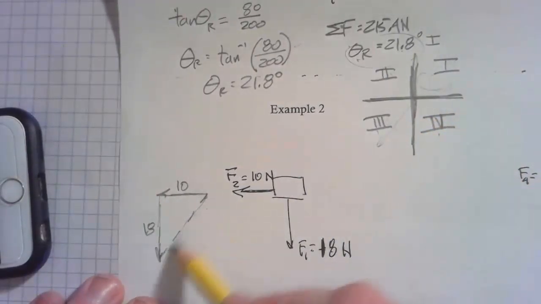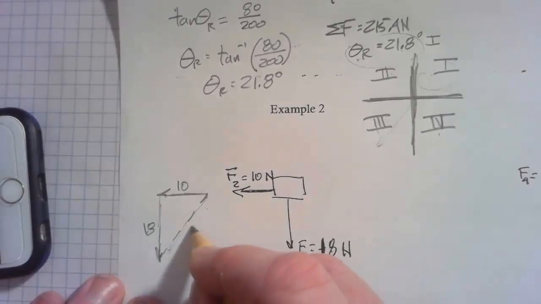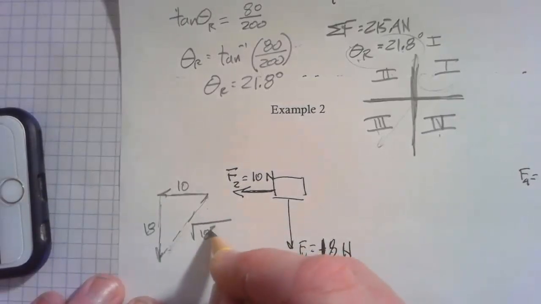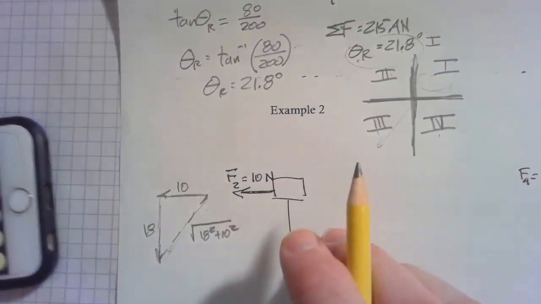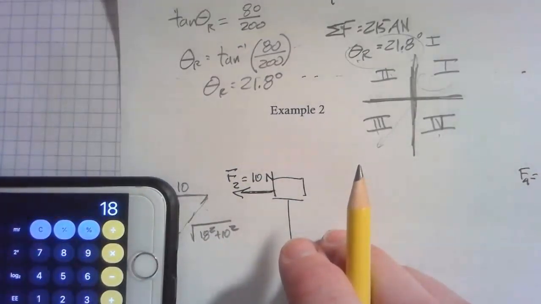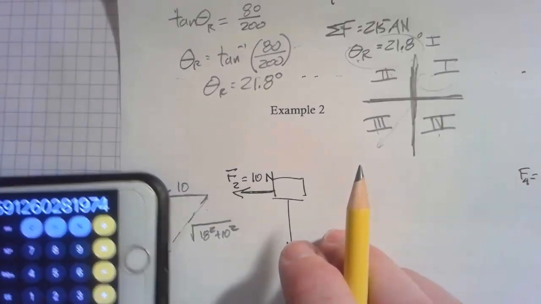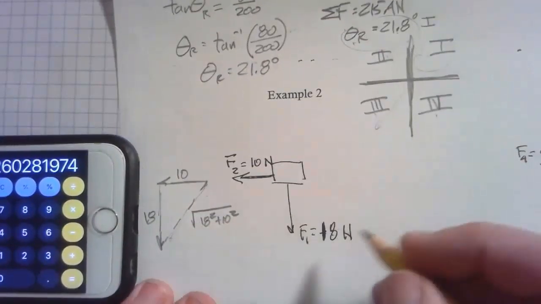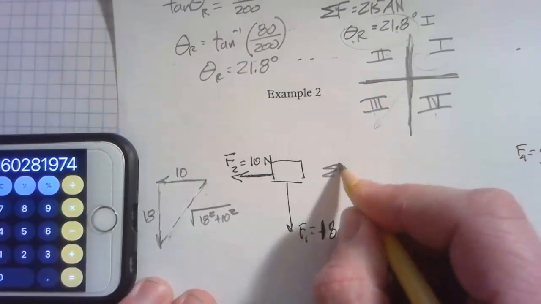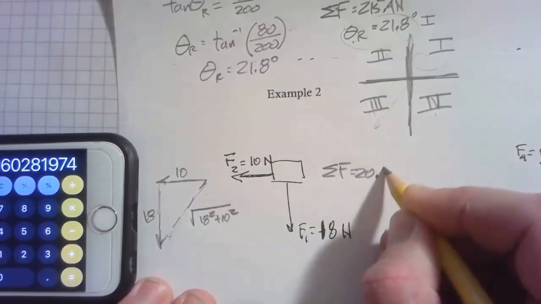But let's find its magnitude first. That's going to be the square root of 18 squared plus 10 squared. So 18 squared plus 10 squared. And take the square root, and that's 20.6. So I have a magnitude of the net force of 20.6.